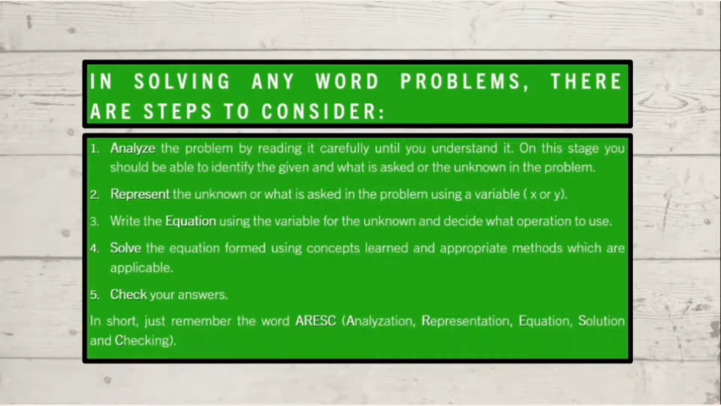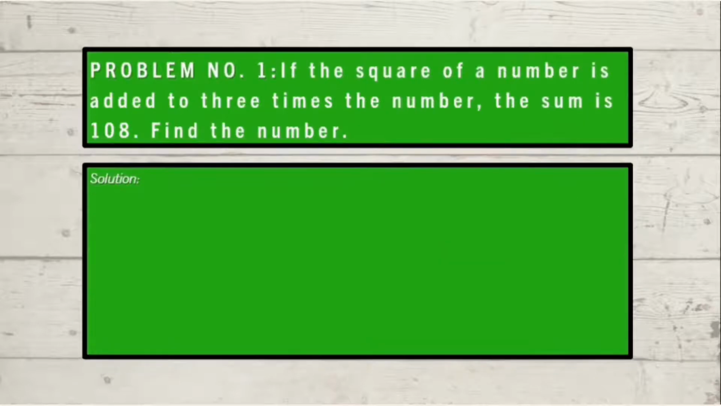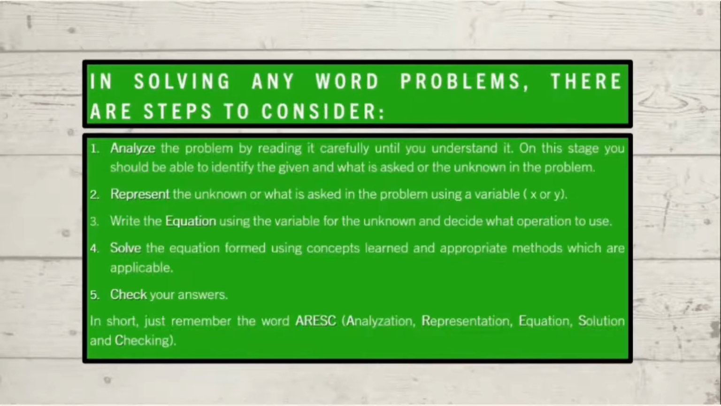In short, just remember the word ARSEC: A for analysis, R for representation, E for equation, S for solution, and C is for checking. Now that you know already the step-by-step procedure in solving word problems, let us now apply it to solve word or real-life problems involving quadratic equations and rational algebraic equations. So are you ready? Very good.